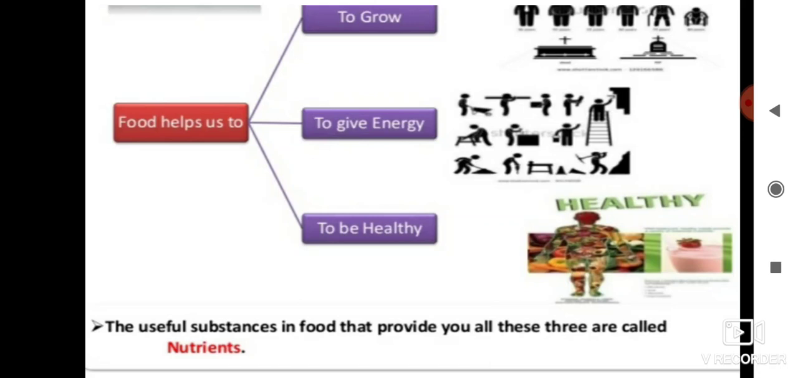So ultimately, why do we need to eat food? We need to eat food because we get energy from the food. Our growth and development take place because of the food. And whatever injuries take place in our body, to recover from these injuries we need to take food. That is what is clearly shown here.